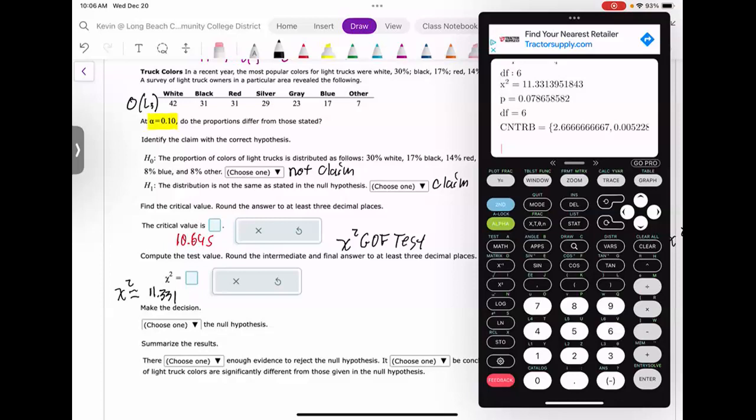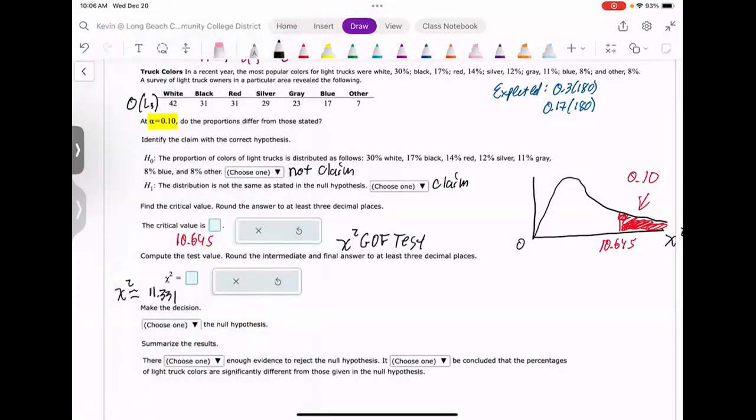And we need to check to see where that is. And that's looking to me like we are definitely in the critical region. We are beyond the 10, we're about there. Which means in this particular case, we're going to reject the null hypothesis. Which means there is enough evidence to reject the null hypothesis.